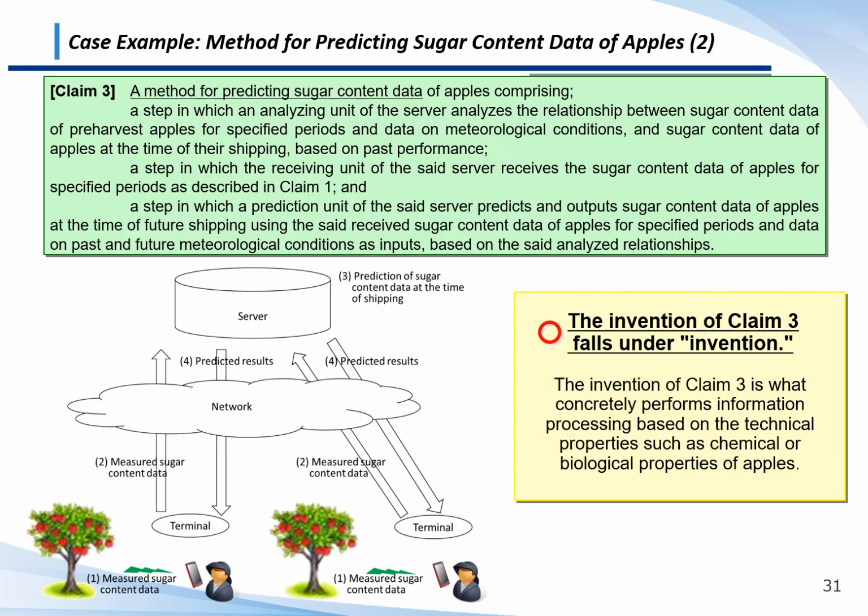As shown in the steps just mentioned, the invention of Claim 3 is what concretely performs information processing based on the technical properties, such as chemical or biological properties, of apples. In conclusion, the invention of Claim 3 is determined to fall under a statutory invention.